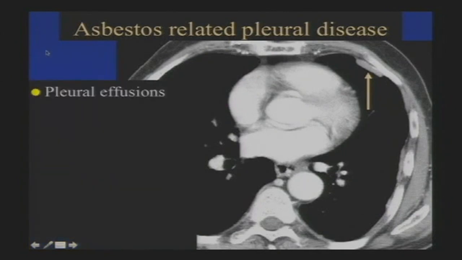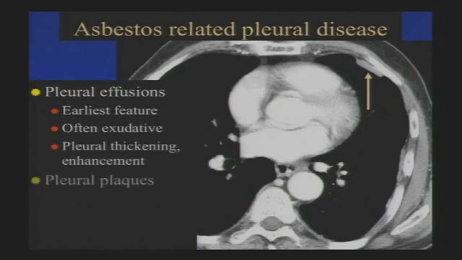The earliest manifestation of asbestos-related pleural disease is pleural effusions, which may be seen fairly soon after the exposure. They are often exudative, so you'll see lots of pleural thickening. They may be loculated, so you'll see pleural thickening and enhancement. Pleural plaques are the most characteristic and diagnostic feature of asbestos-related pleural disease, and this is a classic example. And again, the edges are elevated.